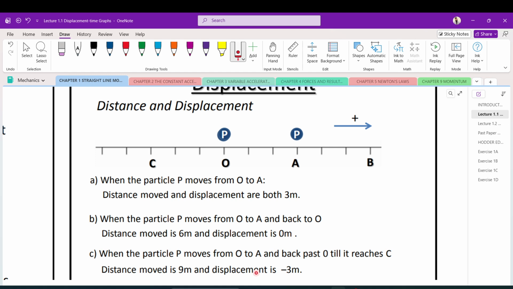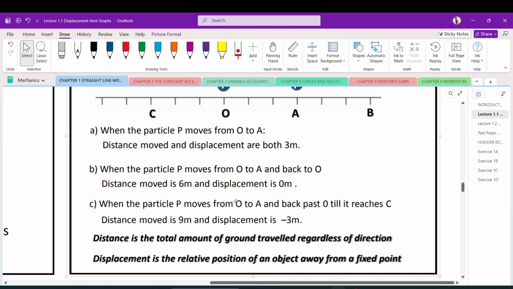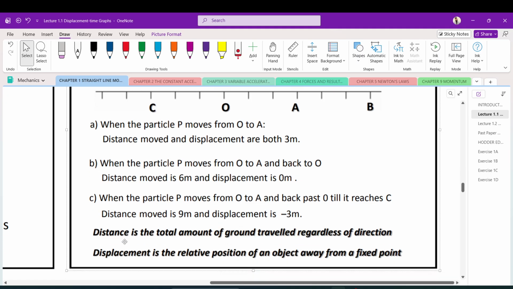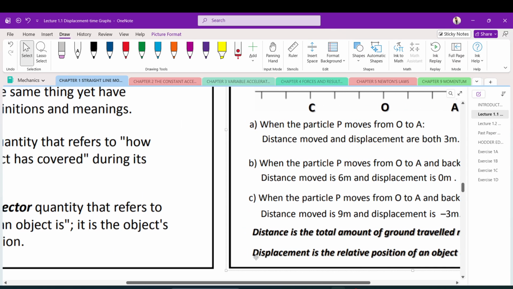So obviously your length cannot be negative. So when I say minus 3 meters, that actually means 3 meters to the left. Okay. When I say minus 15 newtons, that means 15 newtons to the left. That is the direction where the force is acting. So in short, distance is the total amount of ground traveled regardless of direction, whereas displacement is the relative position of an object away from a fixed point.